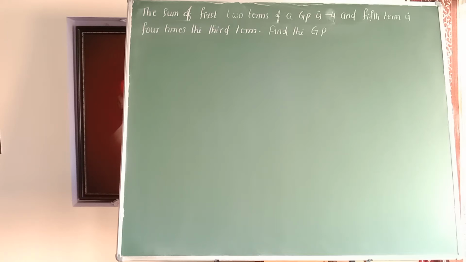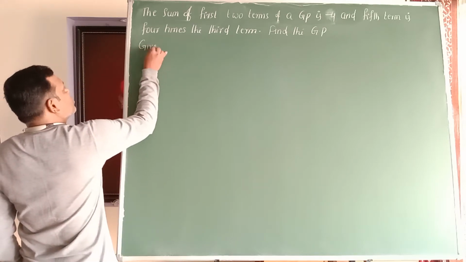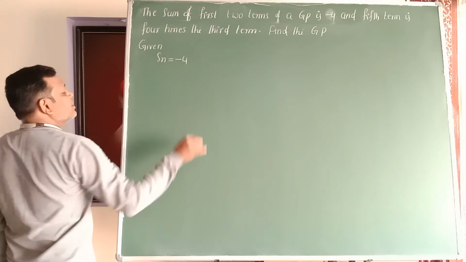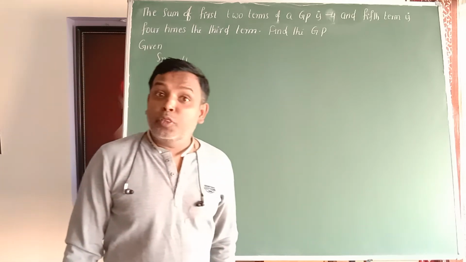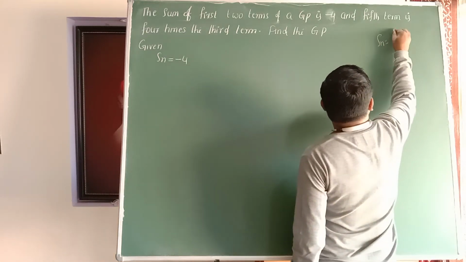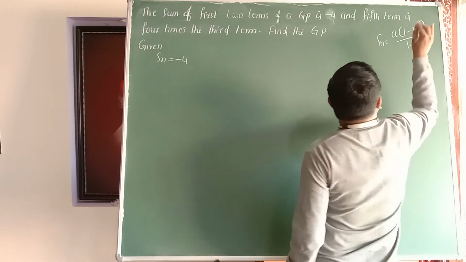Find the GP. Now we have to find out the first term and the common ratio. Given: the sum of the first two terms, Sn, is equal to -4. Since the common ratio is unknown, the Sn formula can be used: a into 1 minus r power n, divided by 1 minus r.